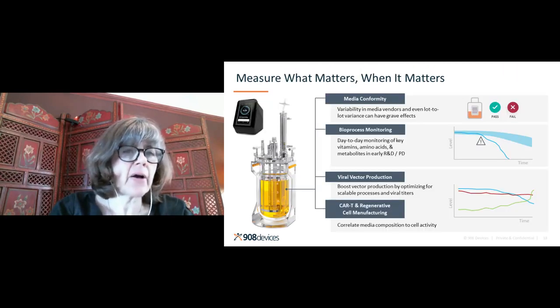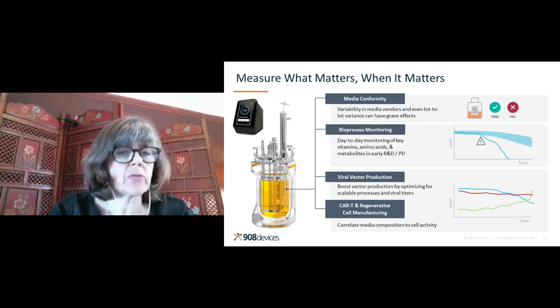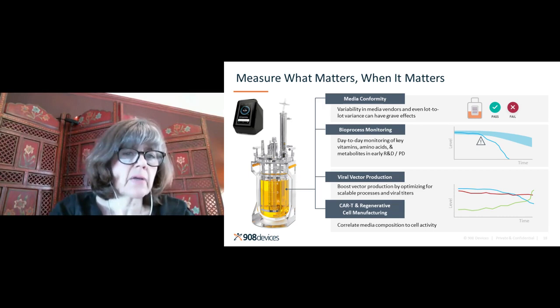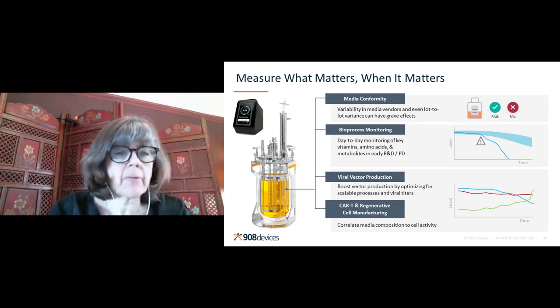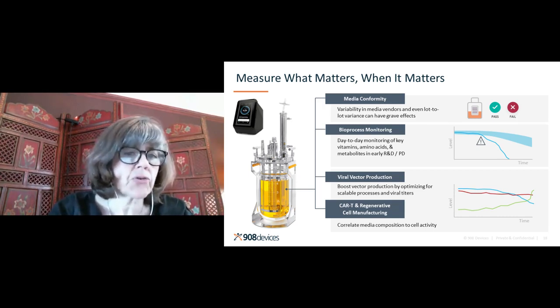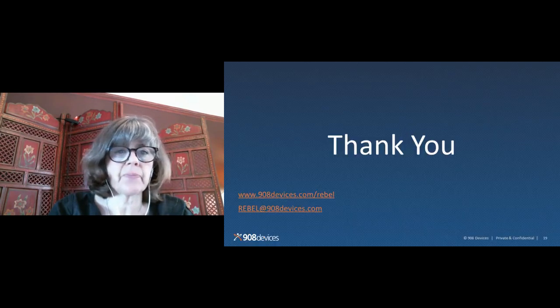So finally, in summary, I would like to say again that measuring what matters when it matters is key. And the Rebel is a great instrument to have in tandem with your bioreactors, your microbioreactors, to ensure media conformity, bioprocess monitoring, viral vector production. I didn't have time to talk about that, but of course, viral vectors are also produced in cell culture, and amino acid and vitamin optimization is essential there, and then briefly touch on CAR-T.